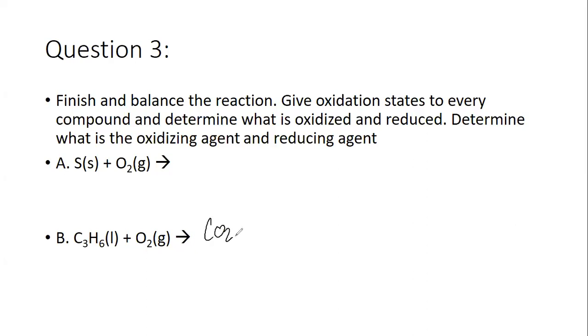So CO2 gas plus H2O. And the coefficients that we ended on are 2, 9, 6, and 6. Again, to see how I balance that, go back to the end of Monday's lecture video. All right, so now that we have our balanced equation, we have to give every element an oxidation number. That's how we can tell what was oxidized and what was reduced.